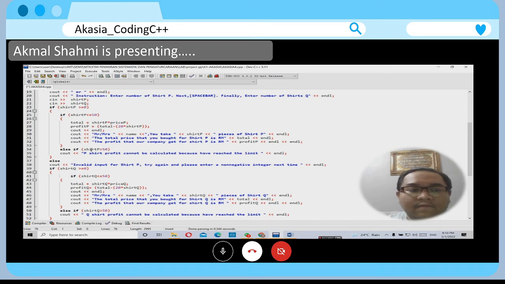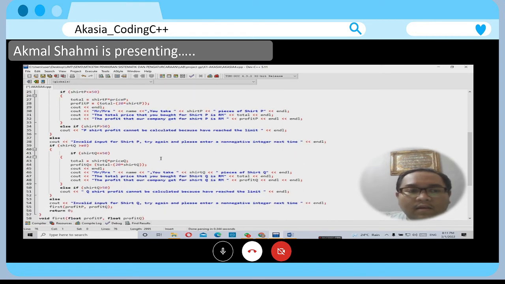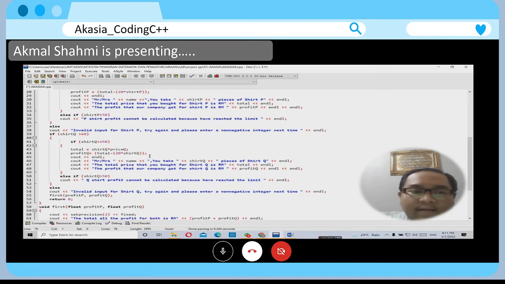And then else if it is more than 50, it will give a message that P shirt's profit cannot be calculated because it has reached the limit, which means it breaks our rule, which is we only accept a maximum of 50, from 0 to 50 only. And else if we mistakenly write a negative number, it will say invalid input for shirt P, try again, please enter a non-negative number next time, which means we consider 0 as nothing. Same as shirt Q as well.